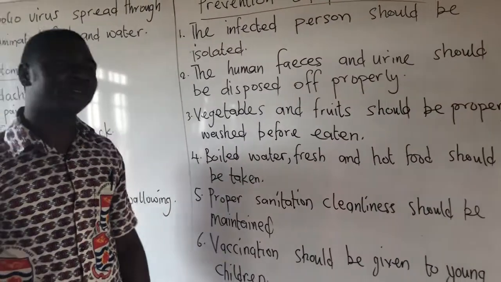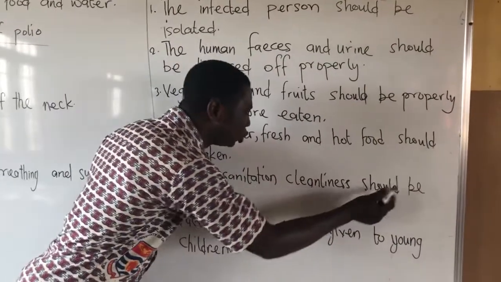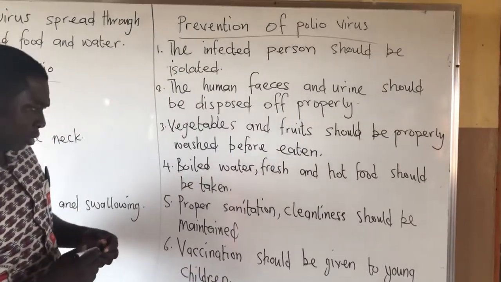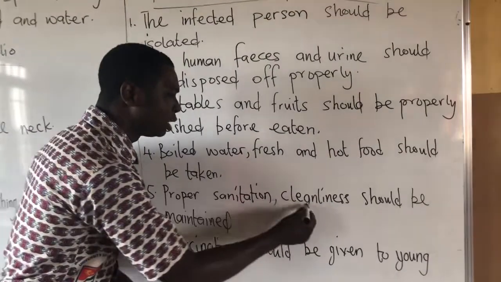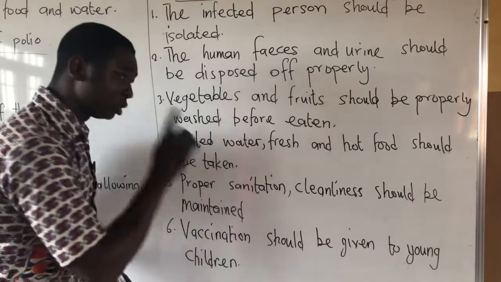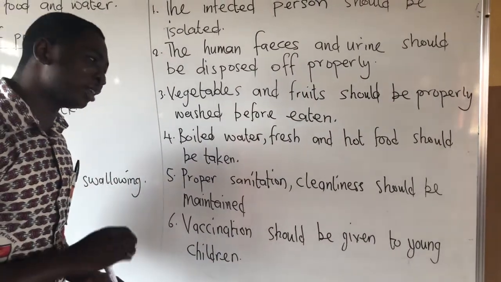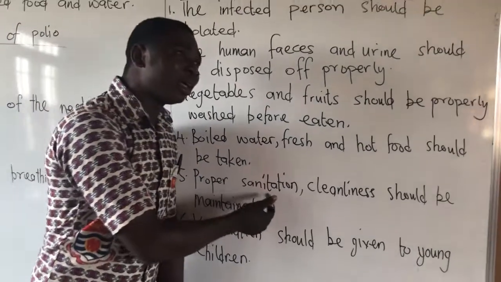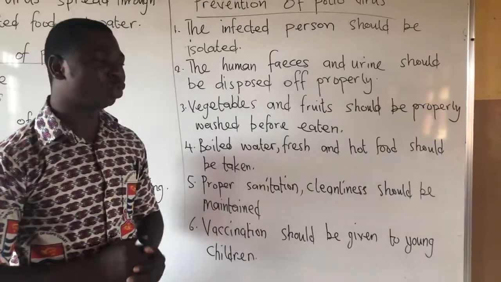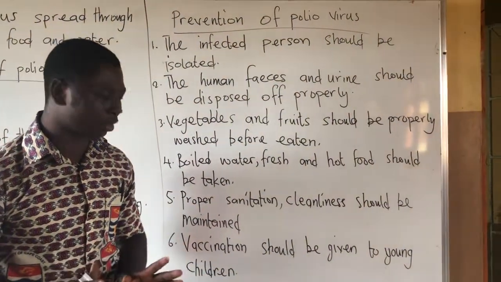Proper sanitation, cleanliness should be maintained. Proper sanitation, cleanliness should be what? Maintained. We have talked about personal hygiene and sanitation. So make sure that we keep our environment clean, and ourselves clean, so that we will not get this type of disease we have talked about.